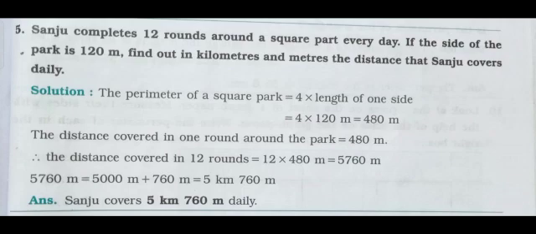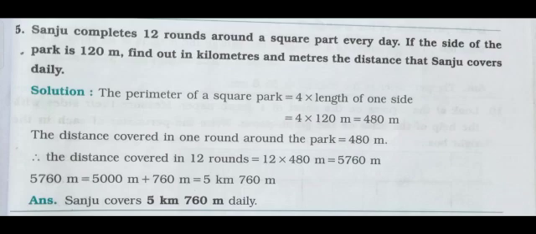So in 12 rounds, how much distance will they cover? The distance covered in 12 rounds is equal to 12 into 480 meter, that is 5760 meter. But they have asked to find it in kilometers and meters. In both ways they want the distance, in kilometers as well as in meters. So you will bifurcate that.